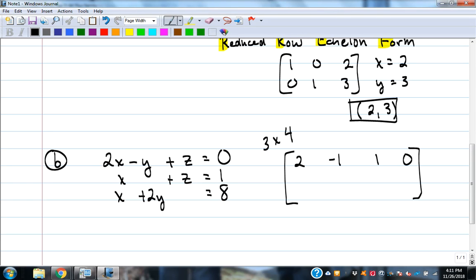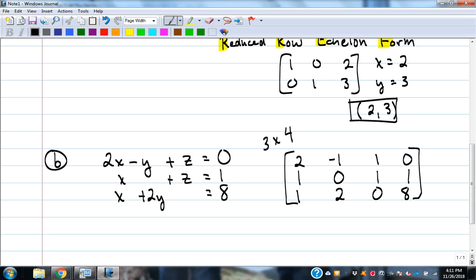The second equation, we've got an x, so we've got a 1 in front of that x, but we don't have a y, so we're going to put a 0 in its place. We've got a 1 in front of the z, and then the whole thing is equal to 1. And then the third equation, you've got a 1 in front of the x, a 2 in front of the y. The z is missing, so I'm going to put a 0 in its place. It's all equal to 8. We get this 3x4 matrix to deal with out of that.